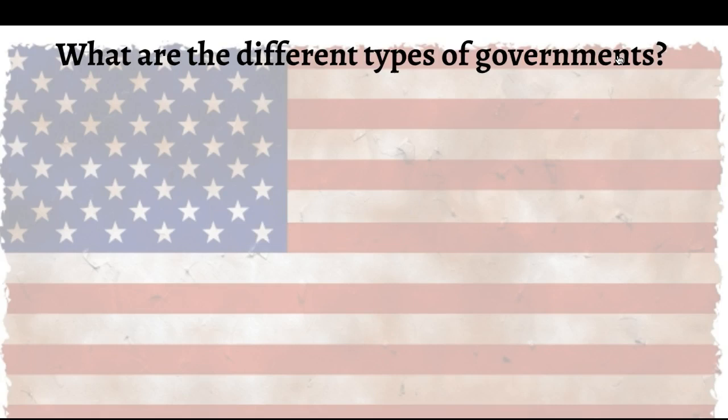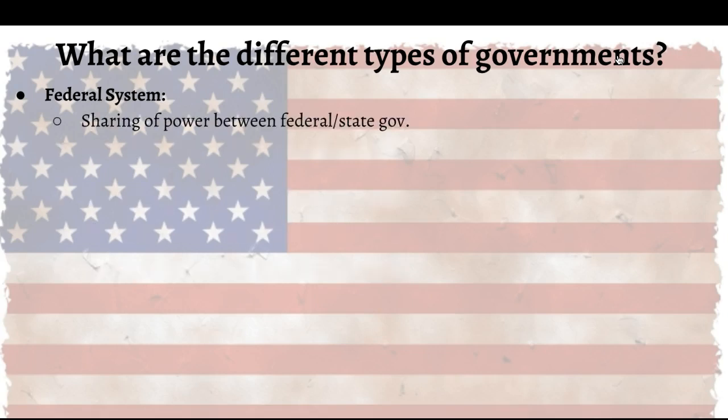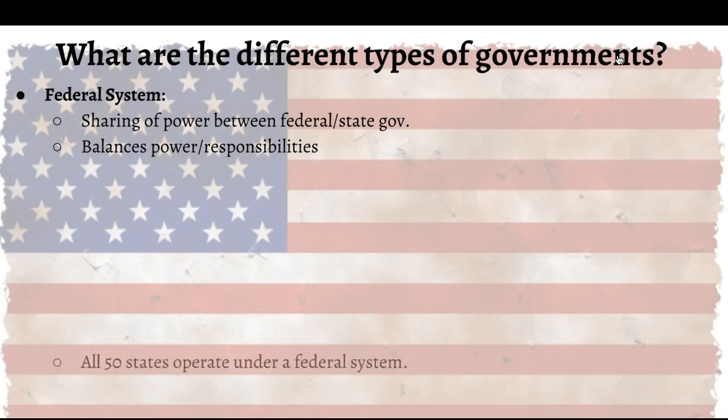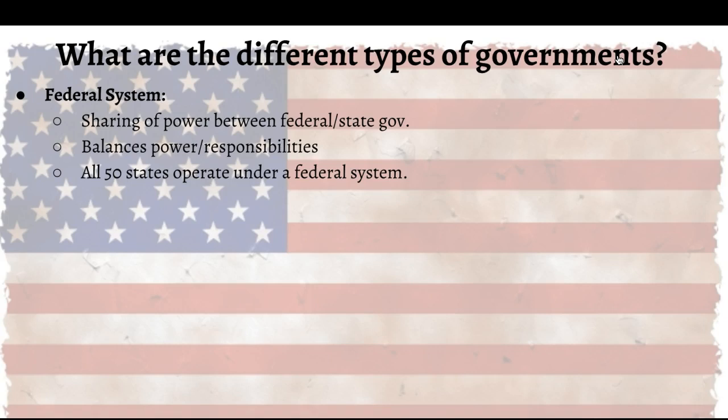So, real quick, what are the different types of government? Well, first of all, you have a federal system. And in a federal system, the sharing of power is between the national and the regional governments. In our case, the federal and the state governments. There's typically a balance of power and responsibilities between these different levels. Everybody sort of has their roles. And in the United States, all 50 states operate under a federal system.